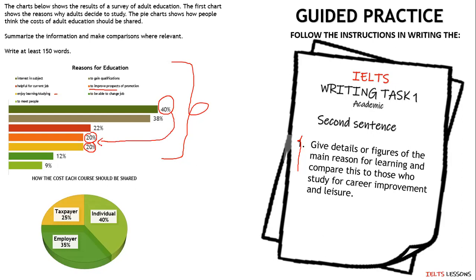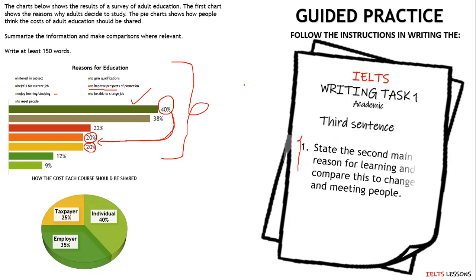So again, first sentence is state the main reason, make a general comparison, that's your first sentence. Then your second sentence is you have to compare this largest proportion, for reasons of going to school, to these two here, all right? Yeah, that's your second sentence.